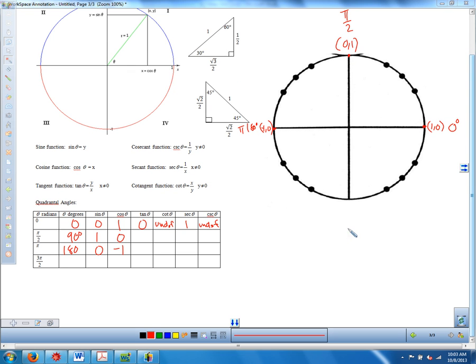Down here we have 3 pi over 2. And that is 270 degrees. What are the coordinates of this point? 0, negative 1. The sine is the y. The cosine is the x. And I can use those to fill in the rest of this.